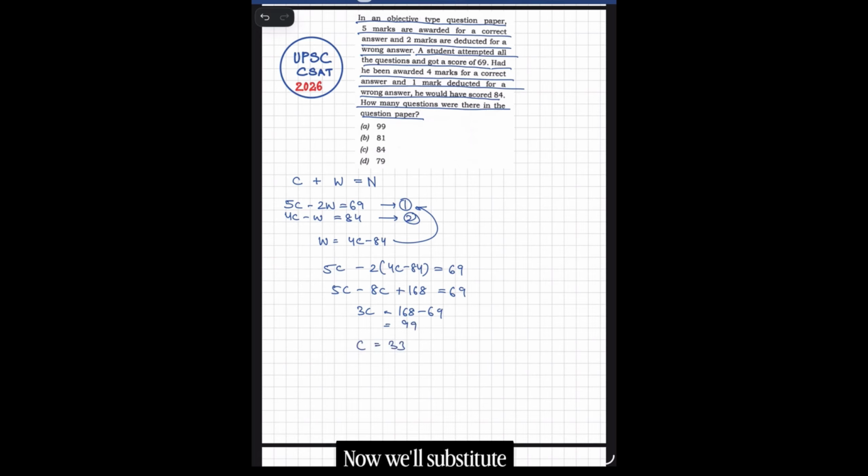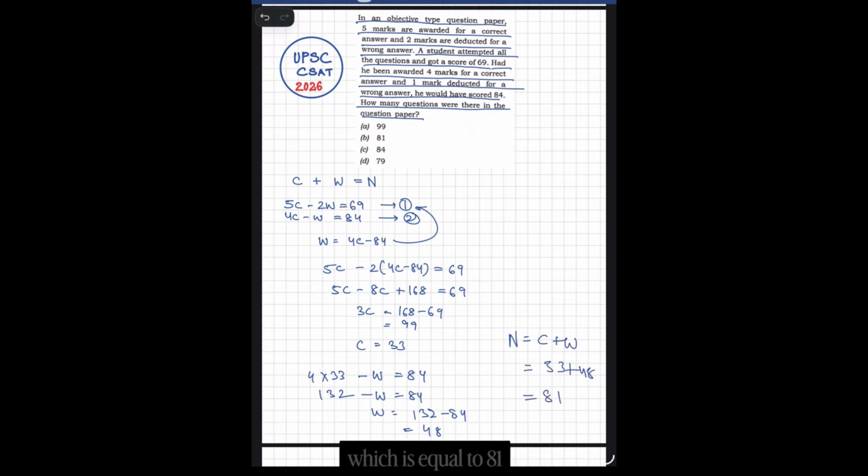Now we'll substitute this value in equation 2. So 4 into 33 minus W is equal to 84. 132 minus W is equal to 84. W is equal to 132 minus 84, which is equal to 48. So the total number of questions is equal to the number of correct answers plus number of wrong answers. So N is equal to C plus W, which is equal to 33 plus 48, which is equal to 81. So the correct answer is 81 and the correct option is option B.